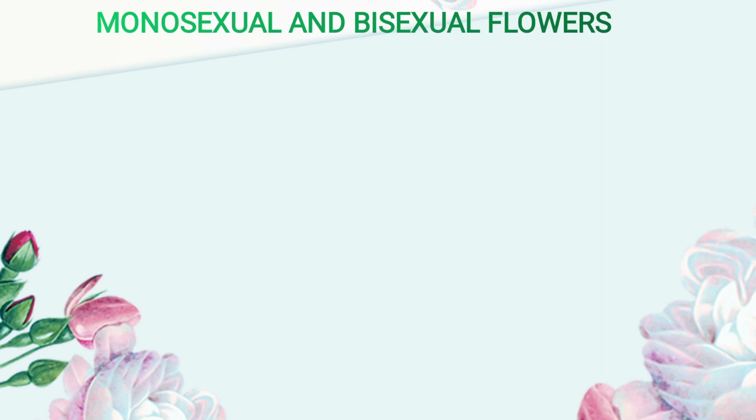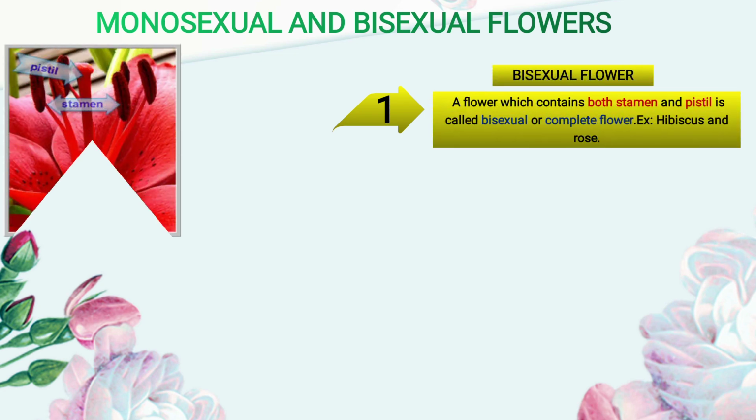Next is types of flowers: monosexual and bisexual flowers. Let's see one by one. A flower which contains both stamen and pistil is called a bisexual or complete flower. I have explained, pistil means the female reproductive part and stamen is the male reproductive part. So a flower which contains both male and female parts is called bisexual. Bi means two, containing both essential parts of the flower.